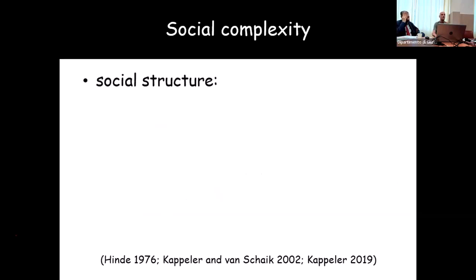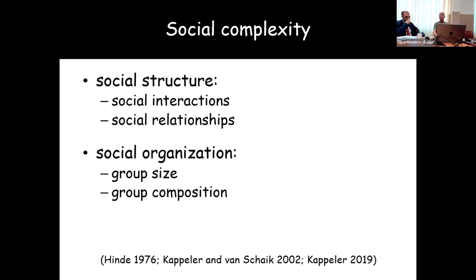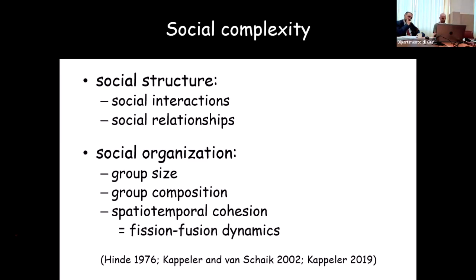So for social structure, we focus on the interactions that individuals have in a group, and from that we can collect data, and then we can infer social relationships, and from the pattern of social relationships, we can link it to social structure. I'm going to show you in a moment a more schematic system. The other part, the social organization, instead refers to the group size, the group composition, and the spatial-temporal cohesion, that is, how the individuals are more or less cohesive with one another. I'm going to use the terminology of fusion dynamics, but I will define it in a moment.